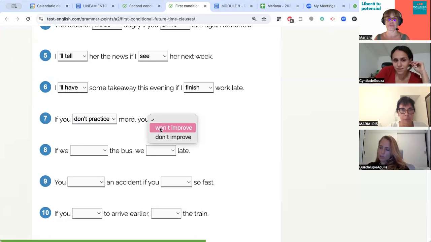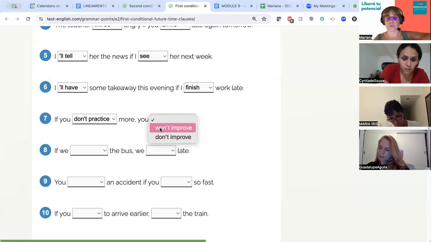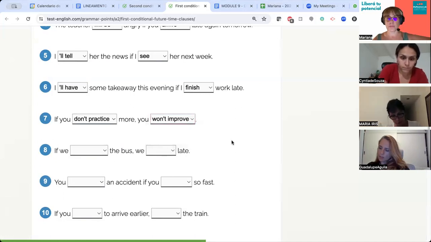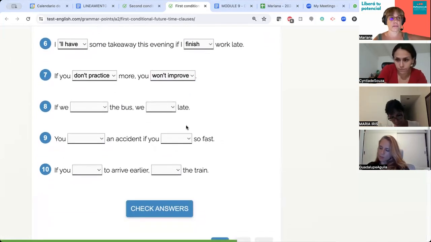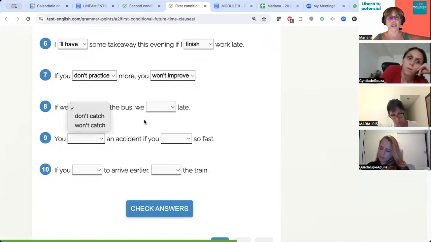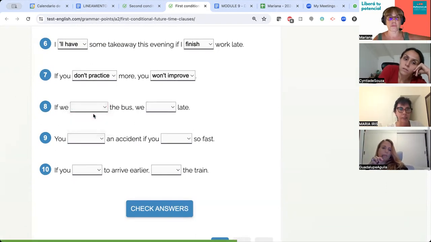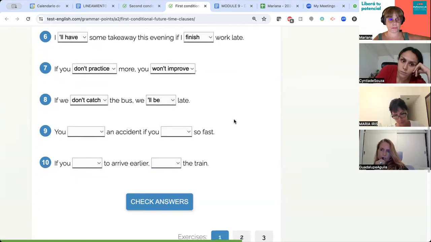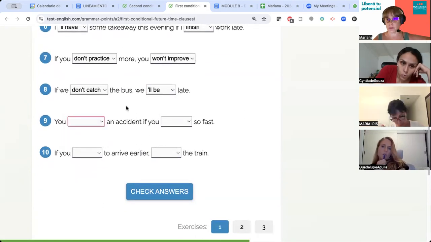Okay. If you don't practice more, you won't improve. Ahí está. If we don't catch the bus, we will be late. Wait a minute, please.